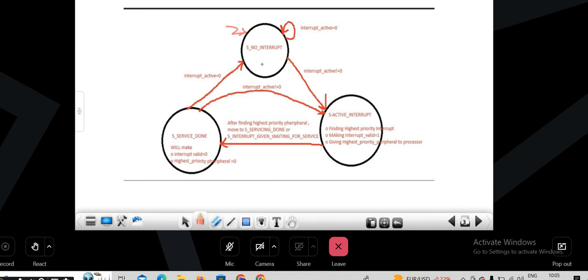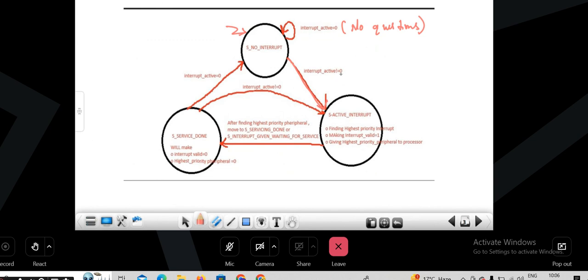Next, what do I have to do? After finding the highest priority peripheral, I move to which state? Service done, or I can call it interrupt given, waiting for service. Once it gives the questions to the trainer, he should be waiting, right? Getting acknowledged whether you have answered all the questions to the students or not, to check whether I can give further questions to the processor or trainer. Did you understand?